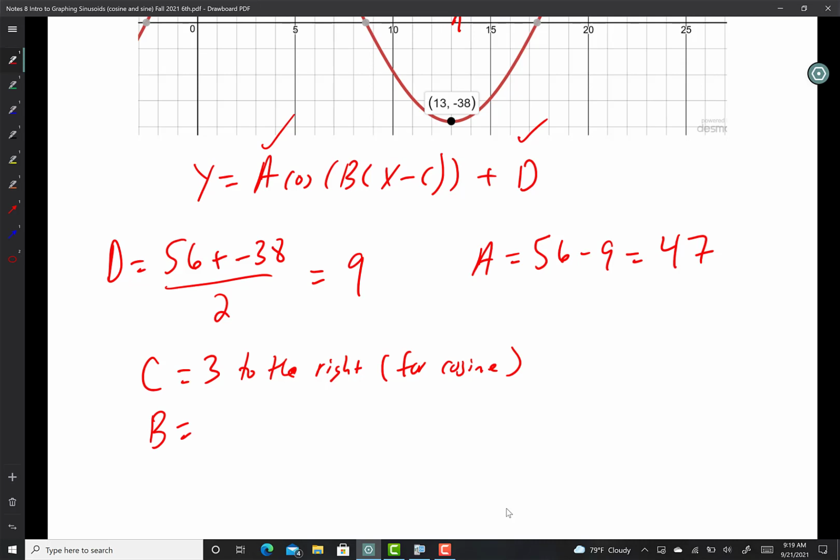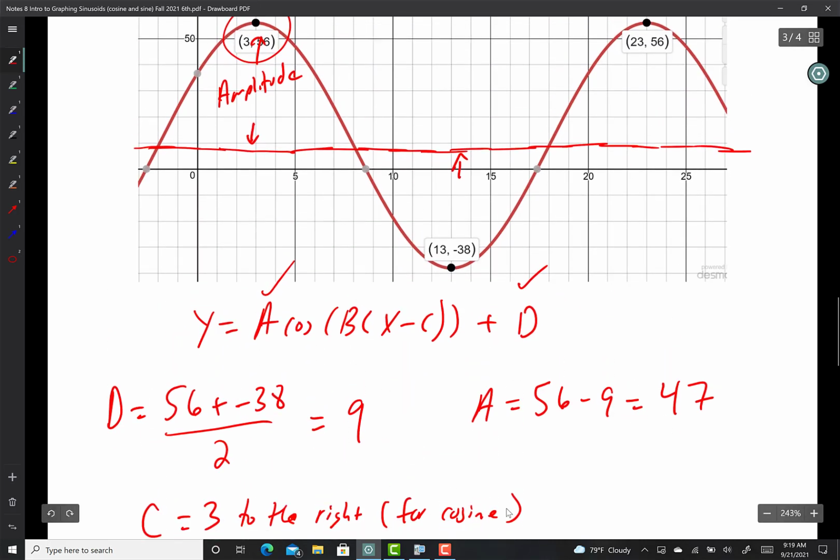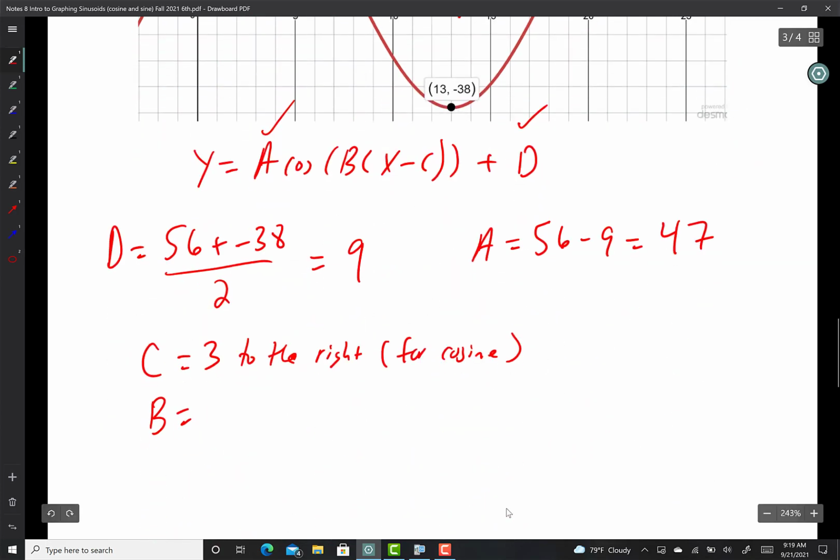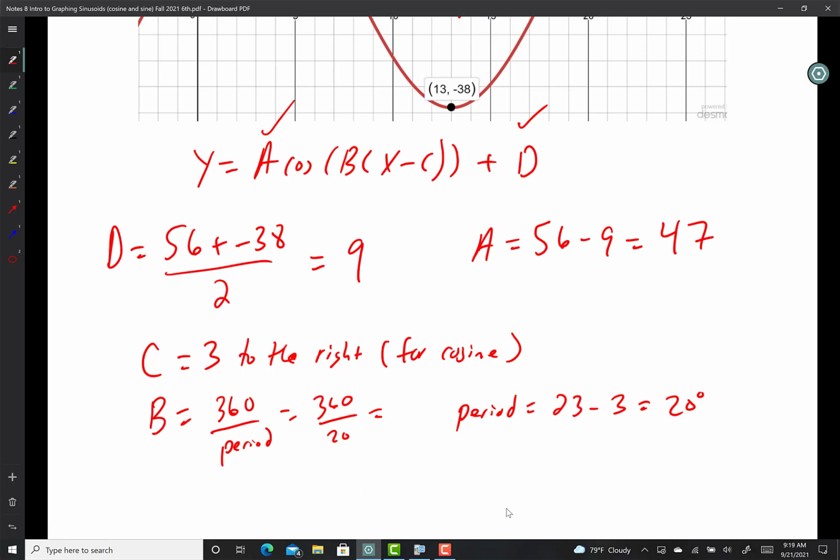So we're going to find the b by finding the period here. If I have a peak at 3 and then another peak at 23, then 360 divided by period. On the side I'm going to write period is equal to 23 minus 3, which is 20. And it's a degree, but that's fine if you forget it. 360 divided by 20. I don't know if that reduces. Well, wait, it does. 2 goes into 36. 18 times. So there it is, guys.